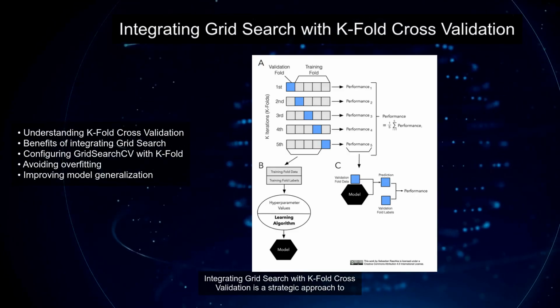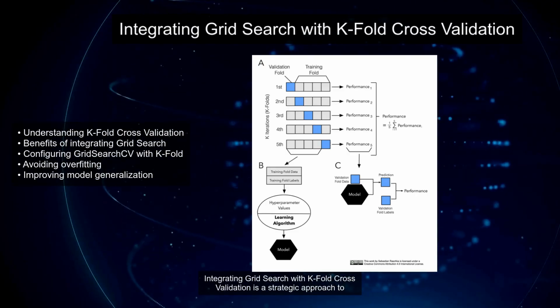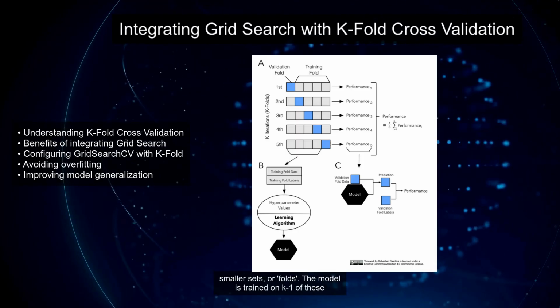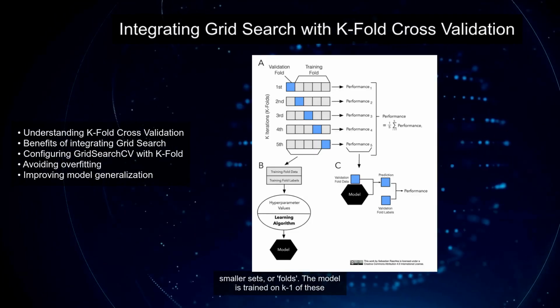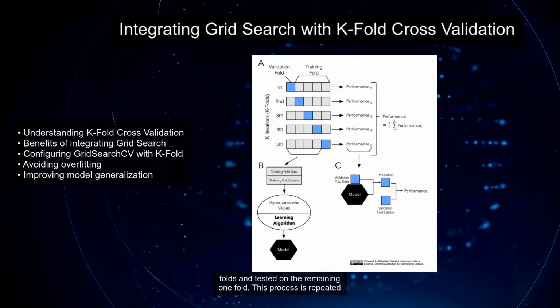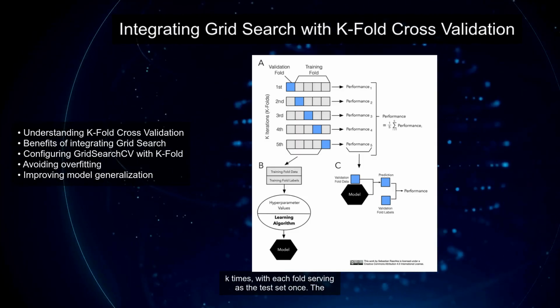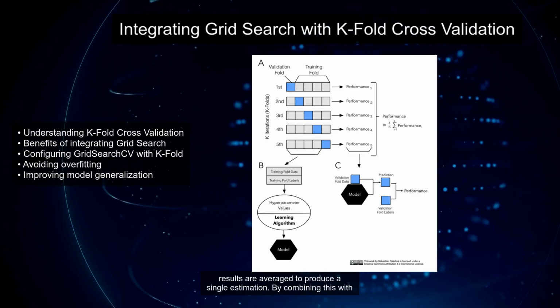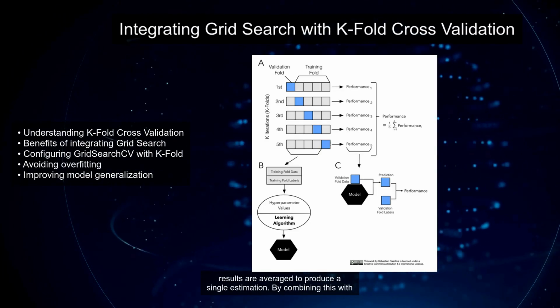Integrating grid search with k-fold cross-validation is a strategic approach to enhance model performance. K-fold cross-validation involves splitting the dataset into k smaller sets, or folds. The model is trained on k-1 of these folds and tested on the remaining one fold. This process is repeated k times, with each fold serving as the test set once. The results are averaged to produce a single estimation.